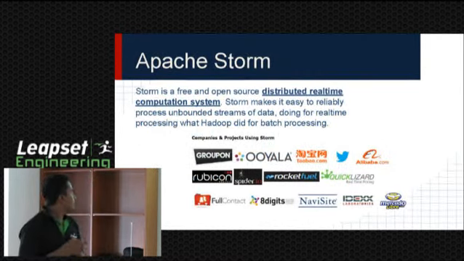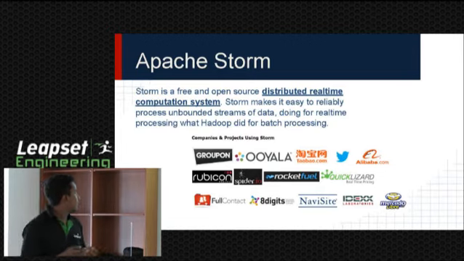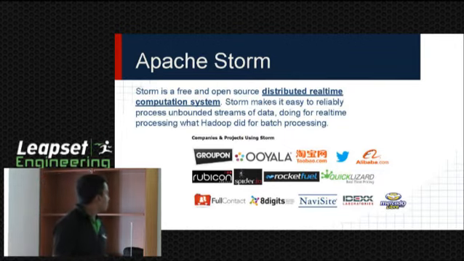Apache Storm is a distributed real-time computational system. This was invented by Twitter. They use this to analyze tweets and get information like trending topics and things like that. They also open sourced it, and since then it has gained the attention of many organizations and individual developers.